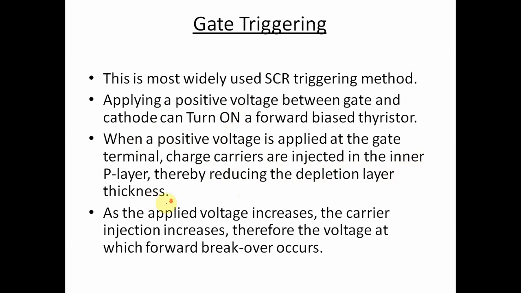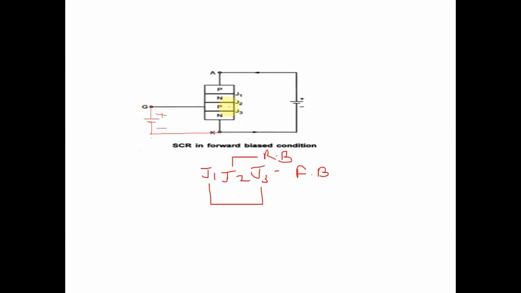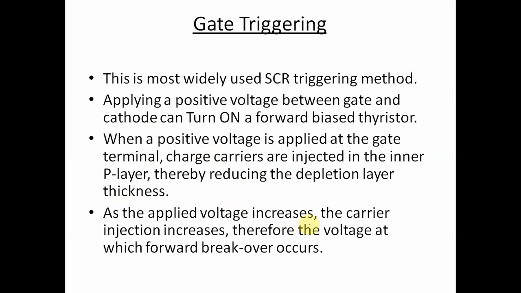When we apply the positive terminal of the battery to the gate, the J2 junction is converted into forward bias and the SCR will be turned on. As the applied voltage increases, the carrier injection increases, therefore the voltage at which forward breakover occurs decreases.